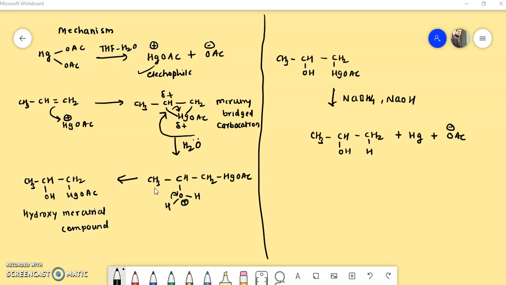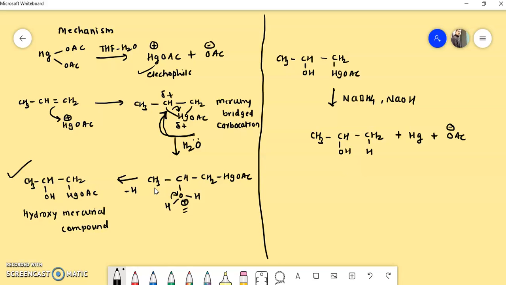Now in the further step, this mercury bridged carbocation intermediate is unstable, we know that. Then the water molecule in the surrounding attacks on this carbon. Now this addition is as per Markovnikov rule, because the carbon which is having less number of hydrogen, on that carbon this water molecule attacks, remember. After this you will get this intermediate. To satisfy this plus charge, a proton is given away, and we get the hydroxy mercurial compound. So this is the first step.